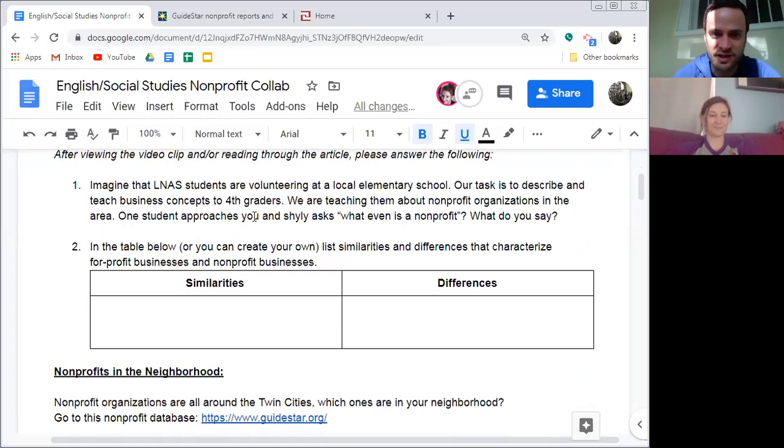After you do that, what I would like you to do is answer two questions. The first one is, hypothetically, imagine we are teaching young elementary school students and someone says, what the heck is a nonprofit? What would you tell them? Give them the short and sweet answer based on what you learned. And then list some of the similarities and differences between for-profit and nonprofit businesses.